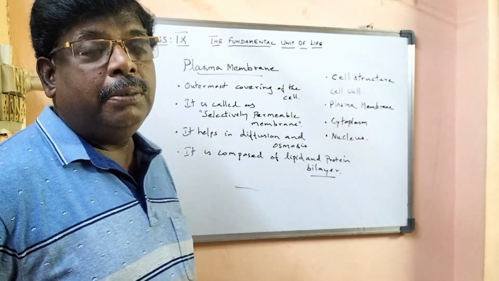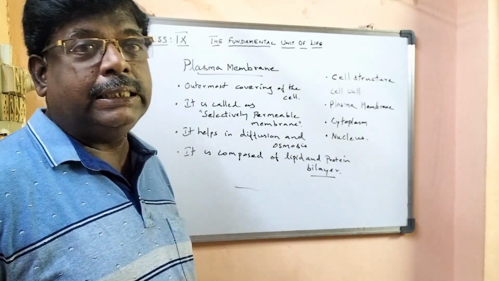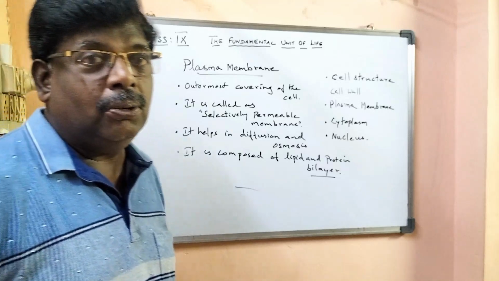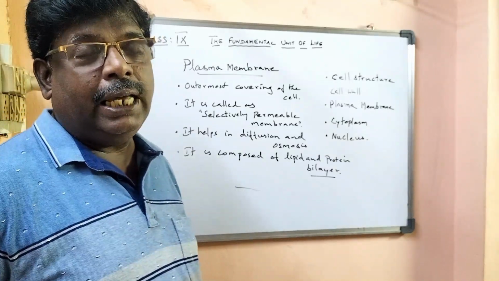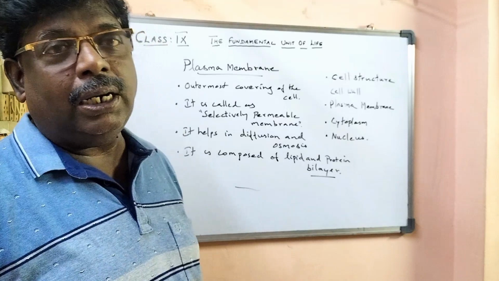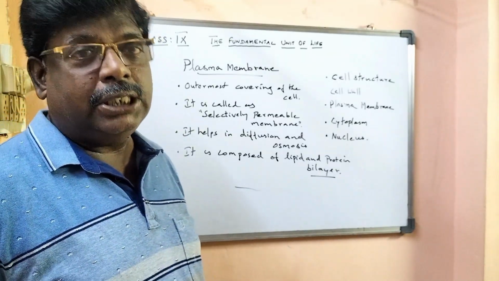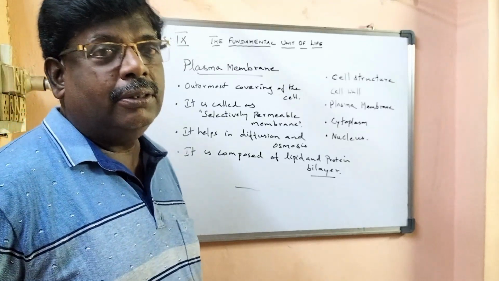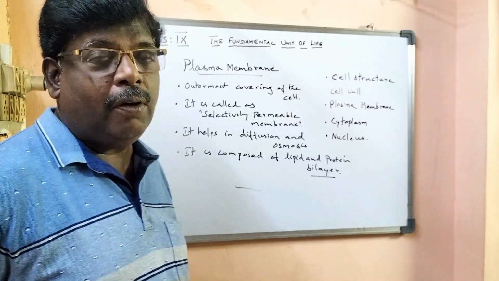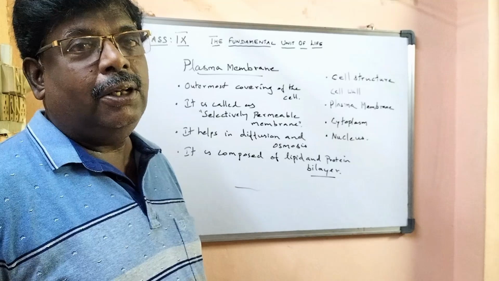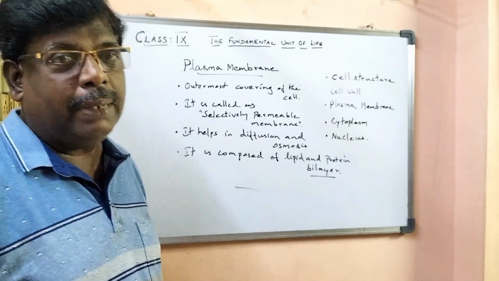And plasma membrane is made up of lipids and proteins. So it is a bilayer, one layer of protein, one layer of lipids, one layer of protein, like that. It's a protein lipid structure, a bilayer made up of proteins and lipids. Next we'll see about cytoplasm.